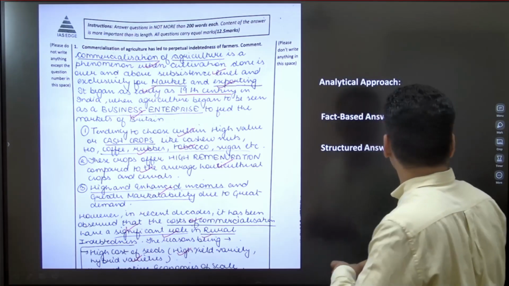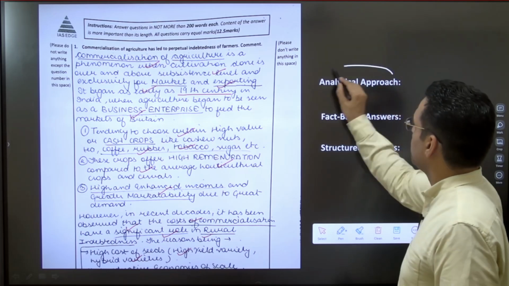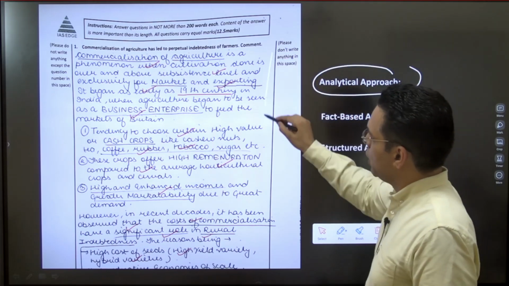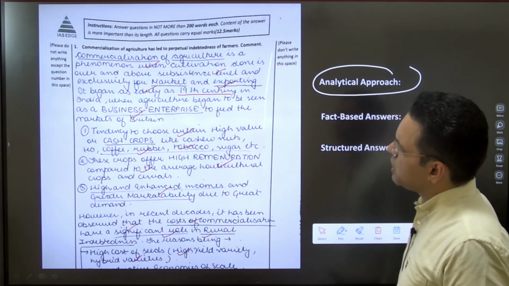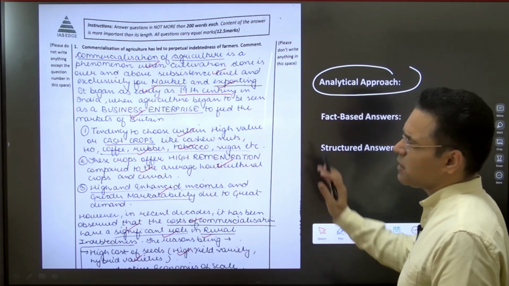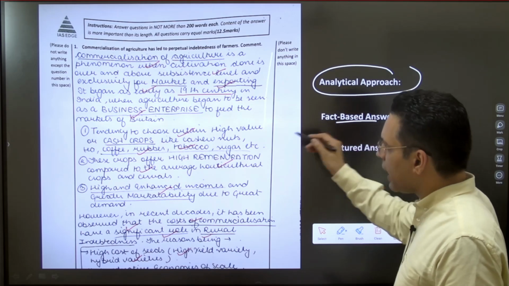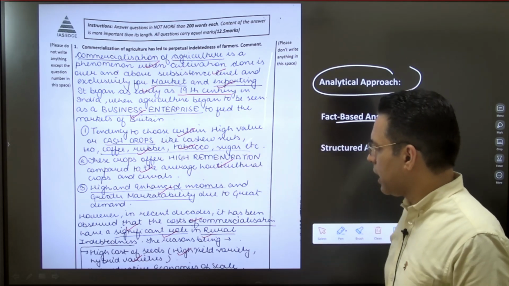Then let's see, I'm showing you a topper's copy. So let's see, first is the analytical approach. Does your answer have an analytical approach? Now when you look at this answer: commercialization of agriculture has led to perpetual indebtedness of farmers. Comment. It's a very basic question. So the basic definition is there. Then there is fact data. You can see here there are facts and data.